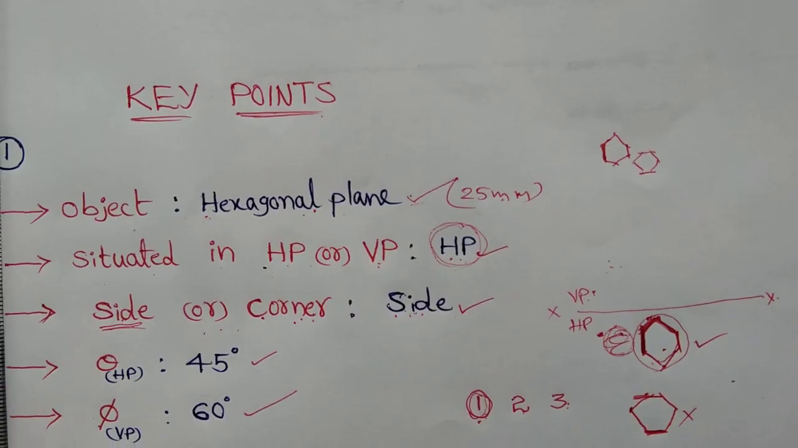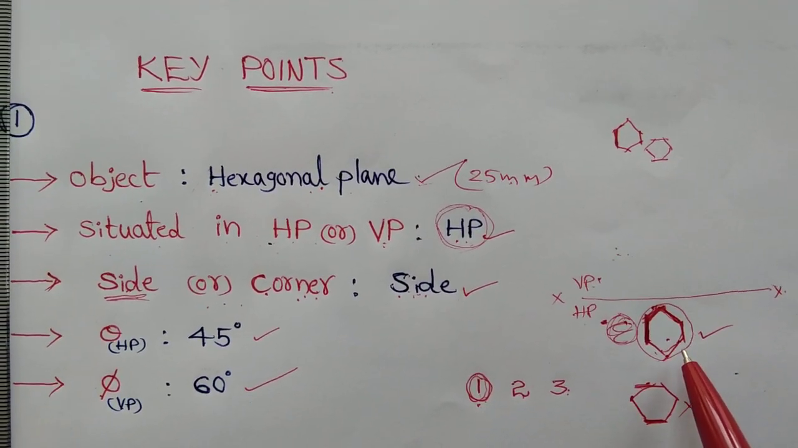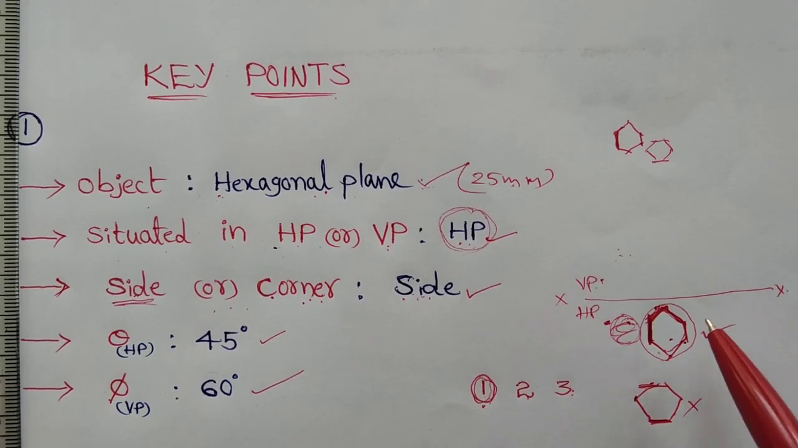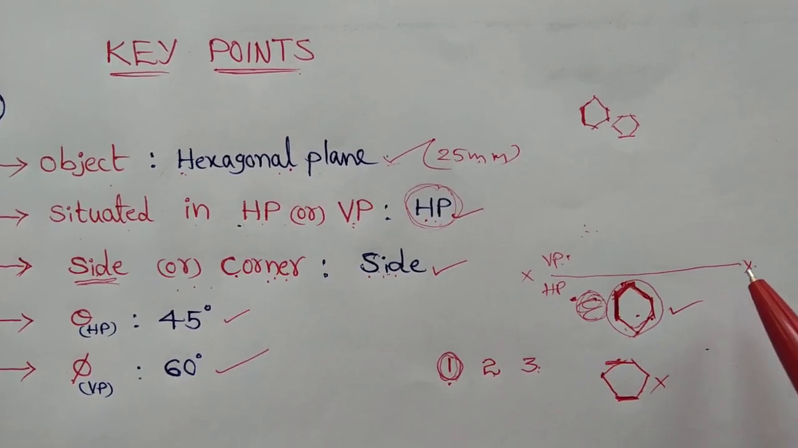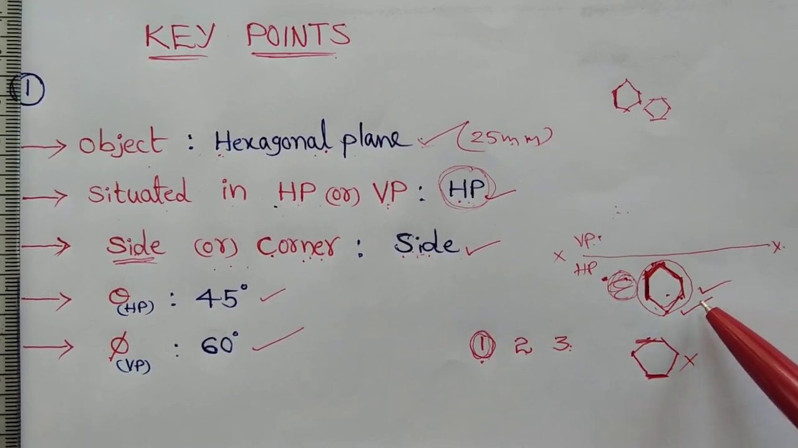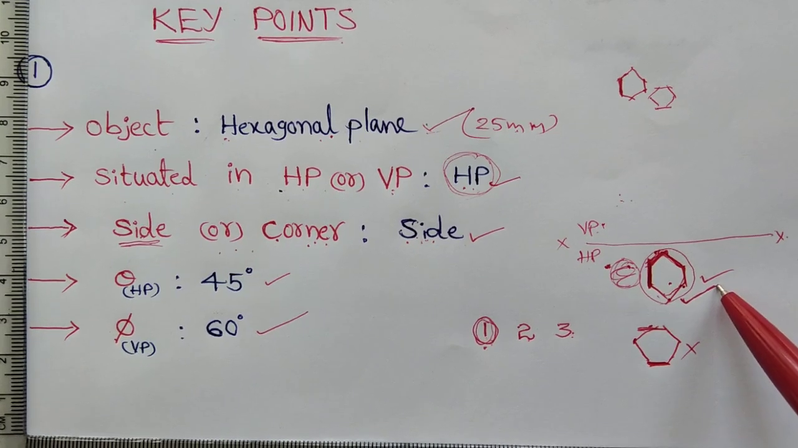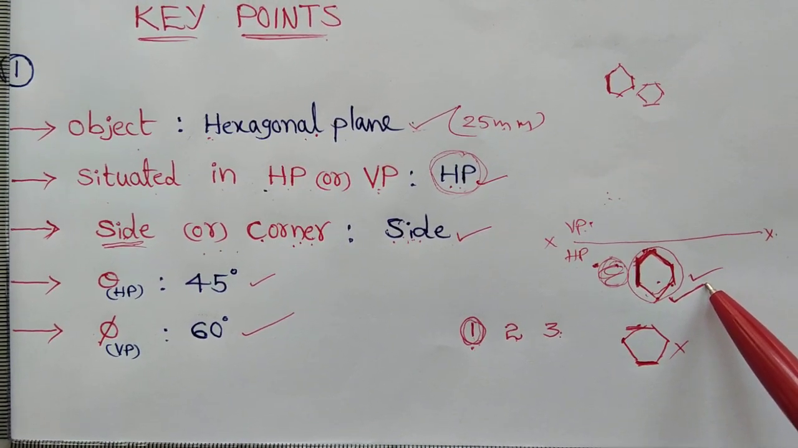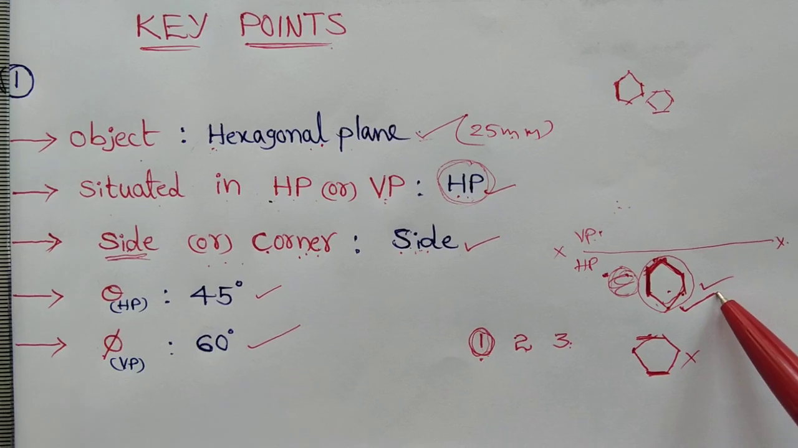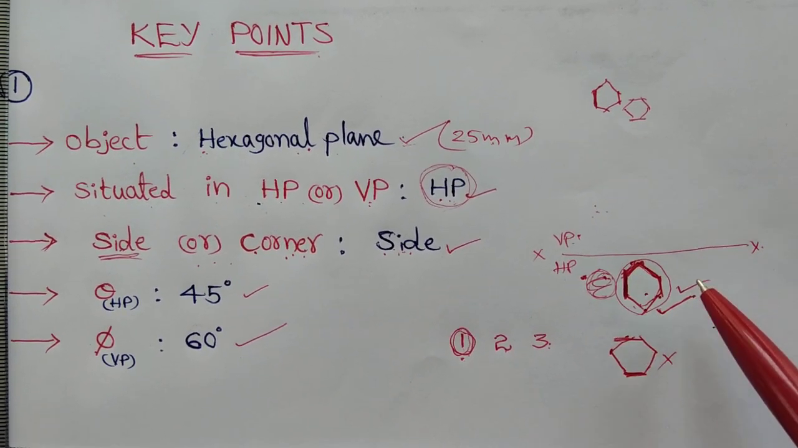So yes, based on the true shape, that means the simple position true shape, we will be getting the second stage projection, similarly the third stage projection. Deciding this particular view is very important. How to start the problem is very important in the projections of planes, especially when the plane is inclined to both HP and VP. Now let us construct the projections.